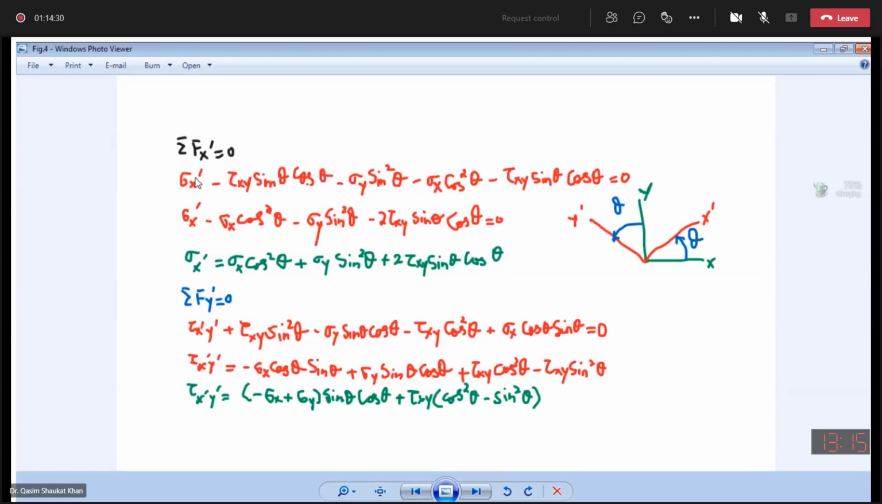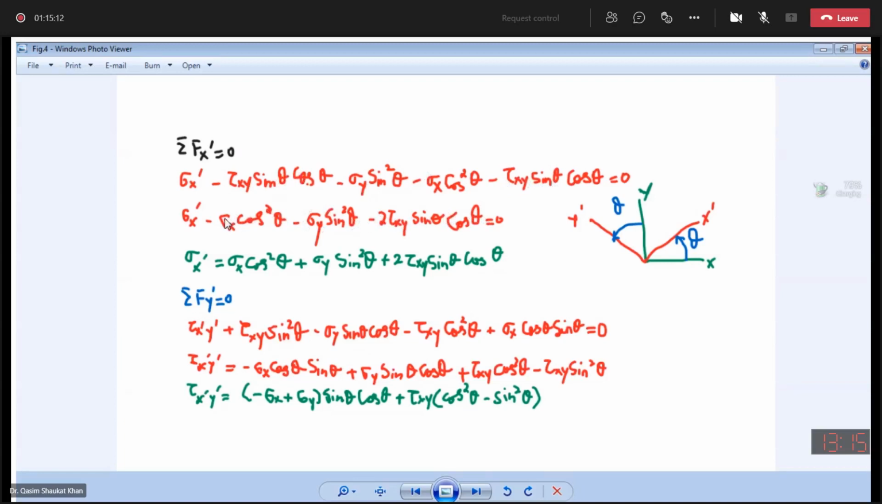So our equation will become sigma x dash minus tau xy sin theta cos theta minus sigma y sin square theta minus sigma x cos square theta minus tau xy sin theta cos theta. So now simplifying this equation, we have sigma x dash minus sigma x cos square theta minus sigma y sin square theta. Then you have minus tau xy sin theta cos theta minus tau xy sin theta cos theta. So this will become minus 2 times tau xy sin theta cos theta, and that is equal to 0.